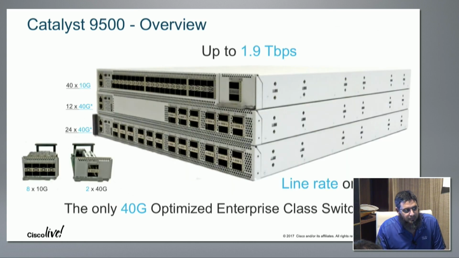The Catalyst 9500 is coming out with 3 different SKUs: 24 port 40 gig, 12 port 40 gig, and an option for 40 ports of 10 gig. The 40 port 10 gig option comes with 2 uplink options, which is 8x 10 gig and 2x 40 gig. And these boxes can go up to 1.9 terabits per second with the UADP 2.0, line rate on all ports in 1 RU. That's a lot of bandwidth that you are getting for your campus core aggregation box.